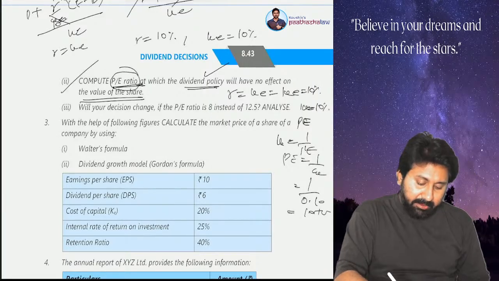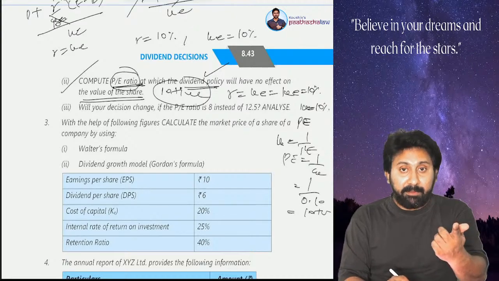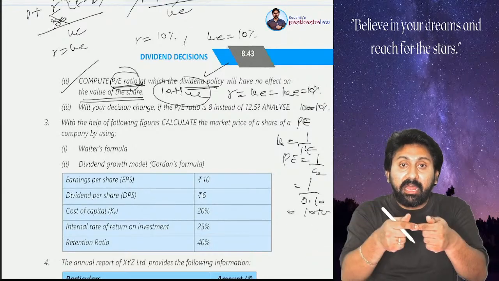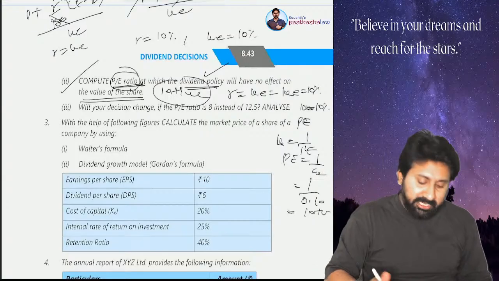So the answer for the second bit is how many times? 10 times. So if the PE ratio is 10 times, KE becomes 10%. If KE is 10%, R and KE are both the same. If R and KE are the same, dividend policy has no impact on the share price.